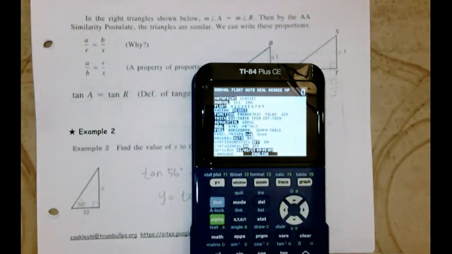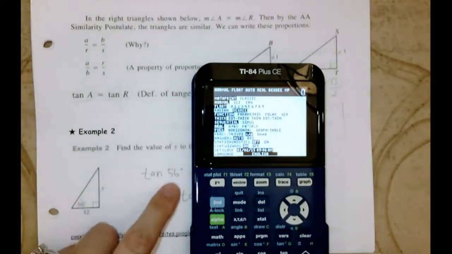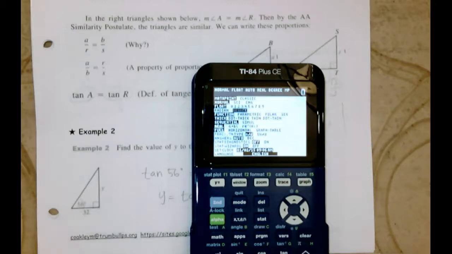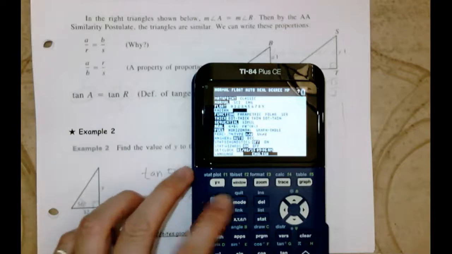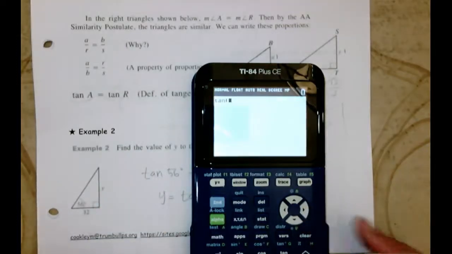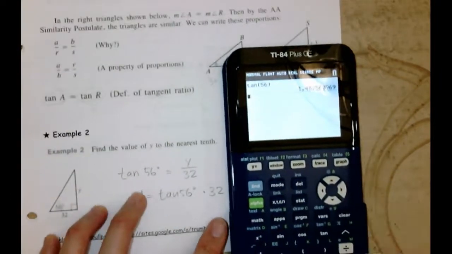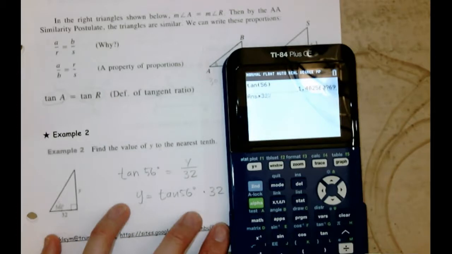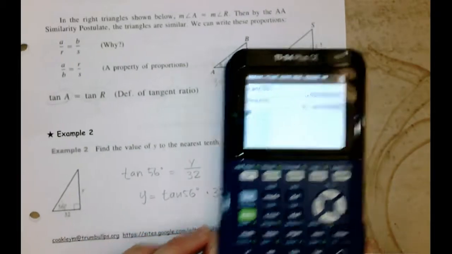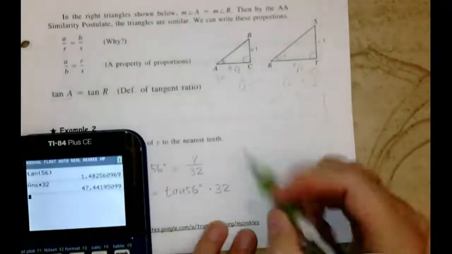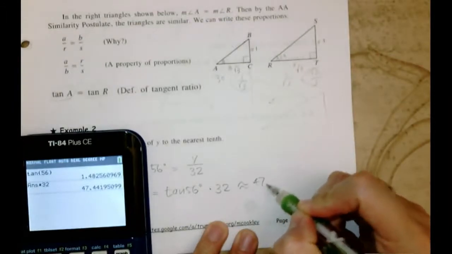When you do trig in Algebra 2, you do radians, but right now we are using degrees. 56 degrees in radian is not 56 degrees. You learn that later. All right, quit and tangent. Otherwise, you're going to get a different value. Tangent of 56 degrees is 1.48. That's the ratio. Then we do times 32, and we get 47.44, to the nearest tenth.